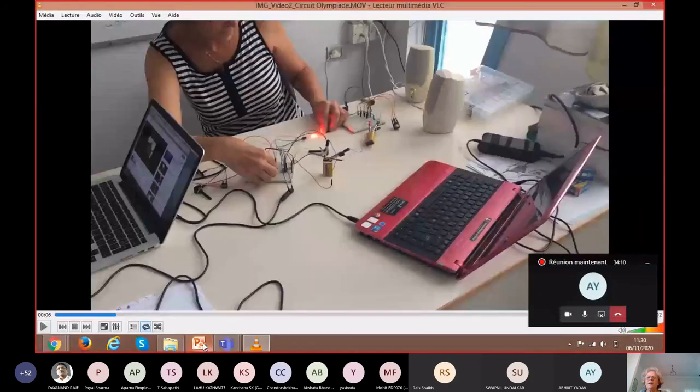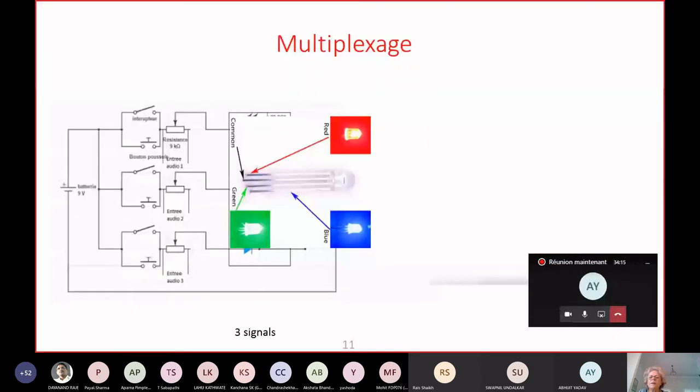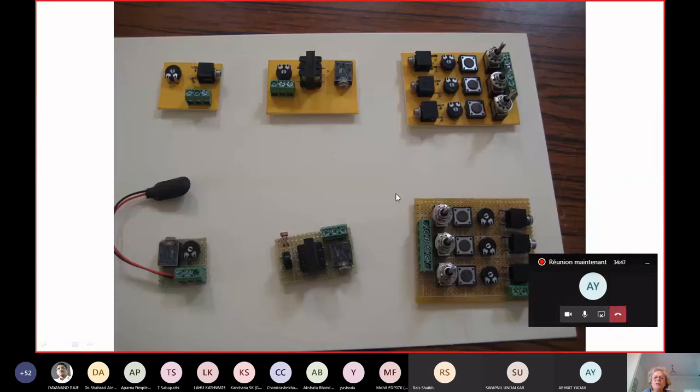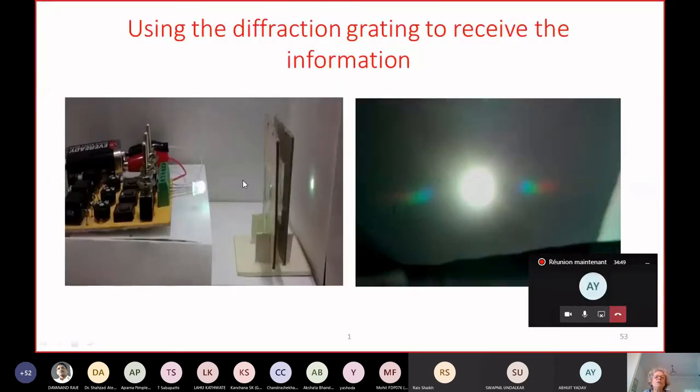So when I send three signals coming from this three-color LED through the optical fiber, at the end of the optical fiber I will have a superposition of three sounds. So it will be noisy, and we have to separate the three sounds, as you saw in the conference this morning. And this is why I was talking about the grating, and we just need to put a grating at the end of the optical fiber.